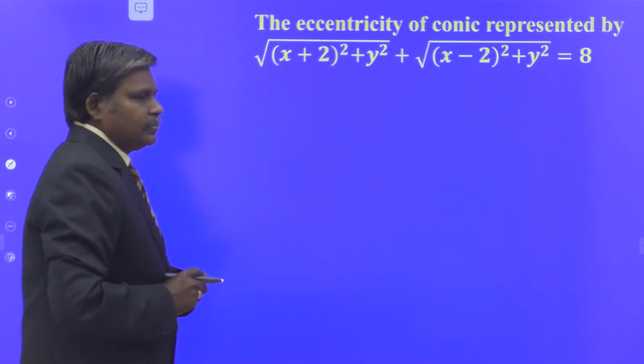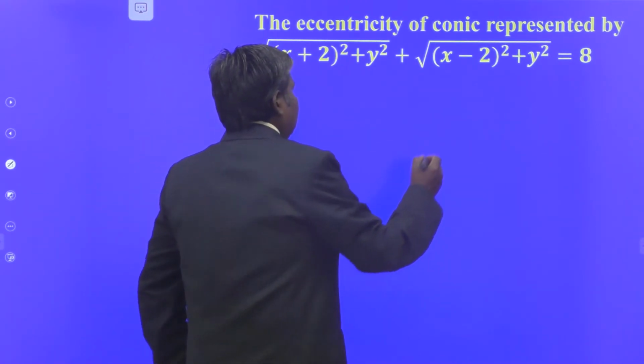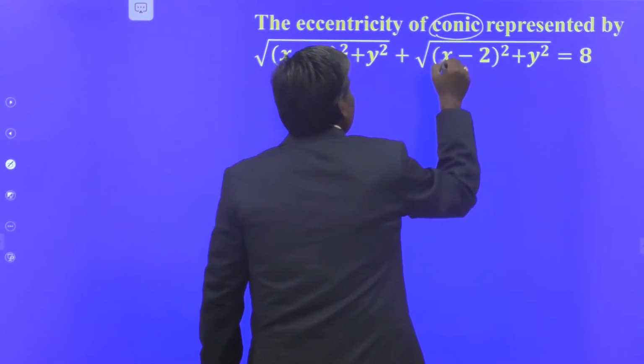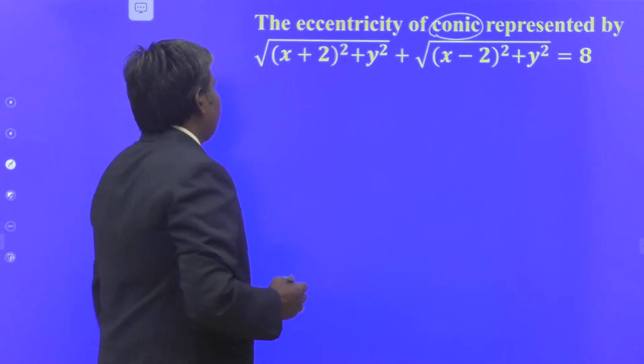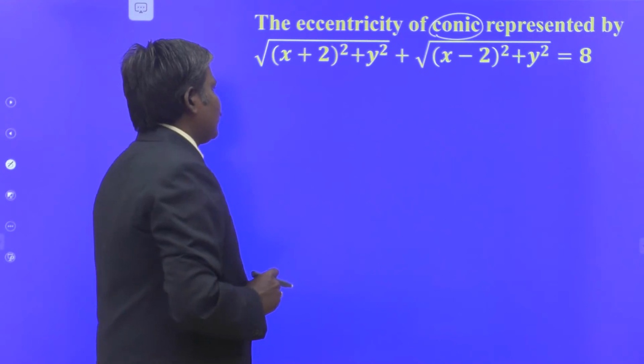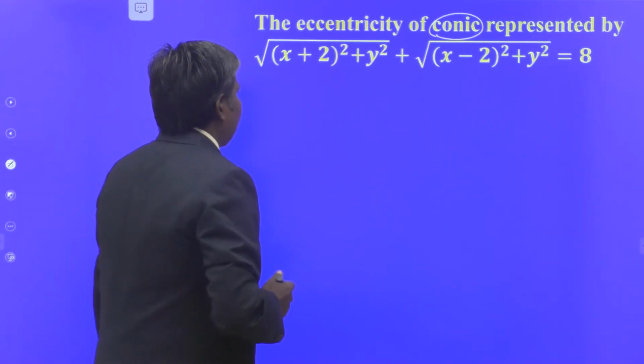This is the question: the eccentricity of the ellipse. Here we are dealing with the ellipse. So we take the conic, the ellipse, represented by root of (x plus 2) whole square plus y square plus root of (x minus 2) whole square plus y square equal to 8.